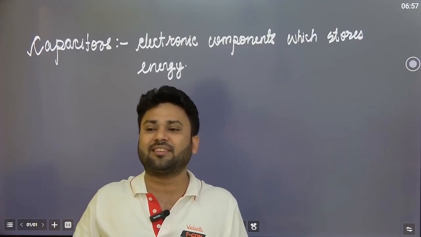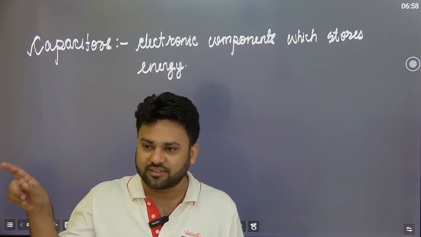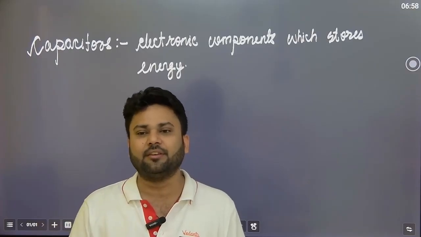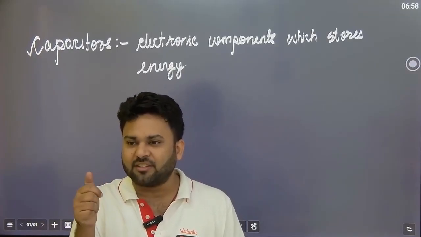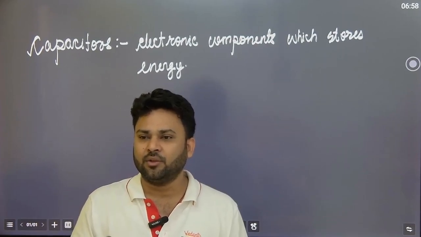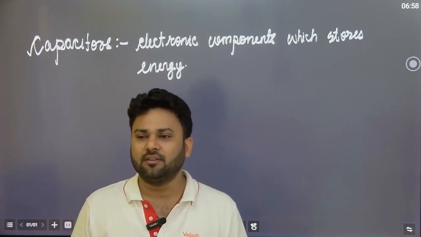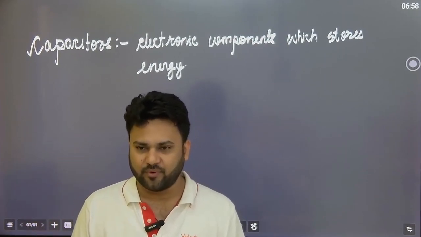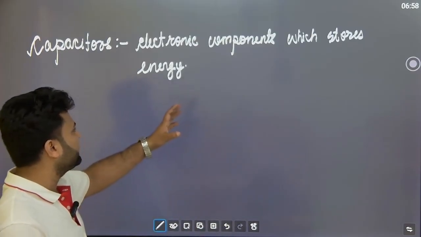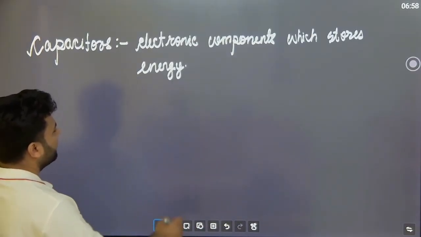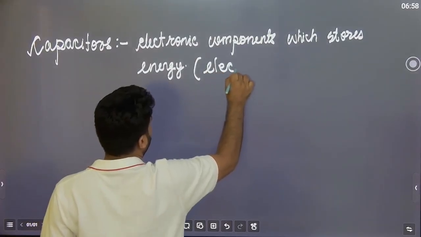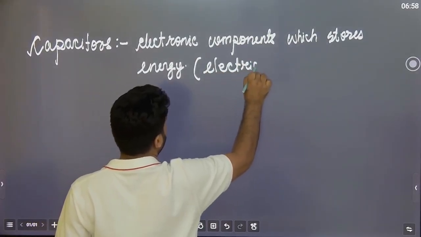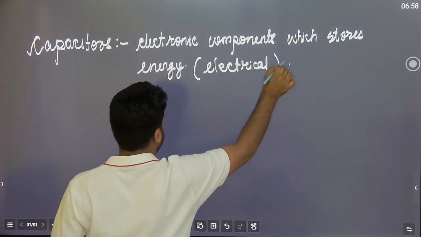So who will provide this extra large amount? This capacitor. There is a capacitor in your phone. So these provide energy. Suppose you turn on the flashlight. So these capacitors provide the energy which is required. Okay. So capacitor is a device which stores energy, basically we can write electrical energy. Electrical energy. Okay.